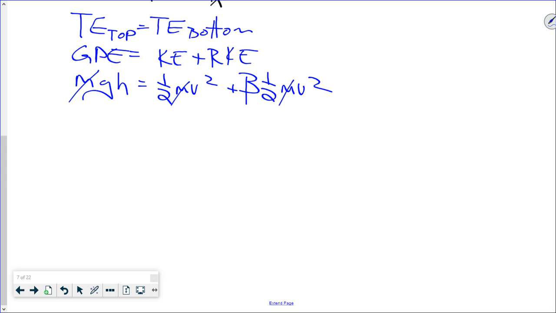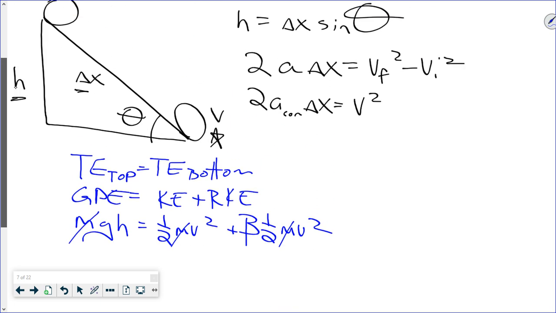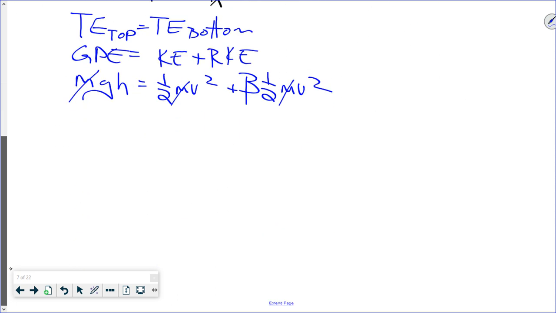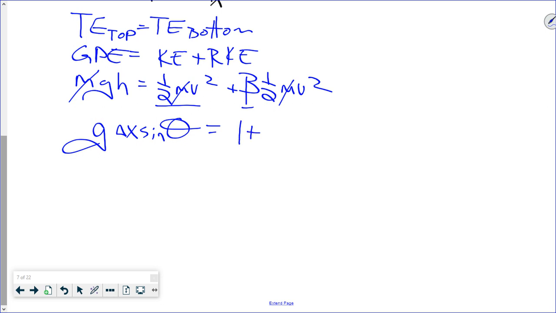Remember, we had decided up above that H is delta x sine theta. So I'm going to make that substitution here. So we've got g times delta x sine theta equals 1/2 v squared times beta times 1/2 v squared. So this is 1 plus beta times 1/2 v squared, right?